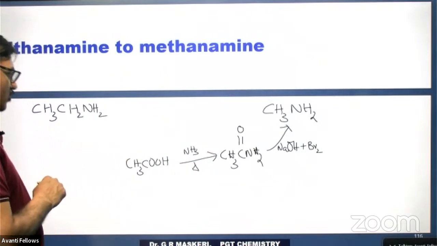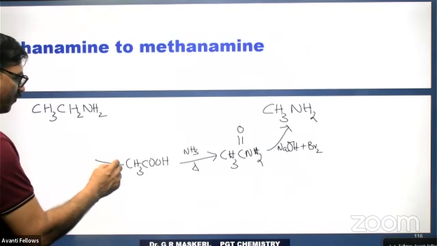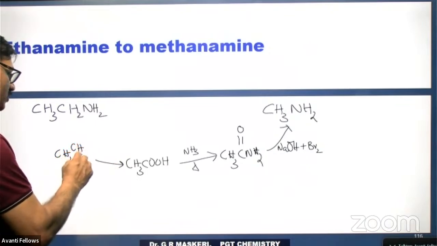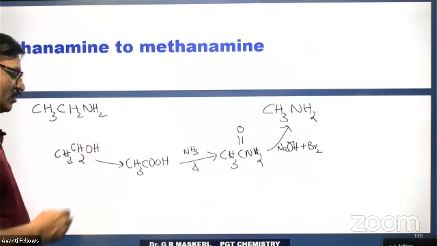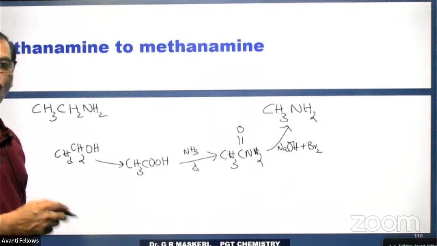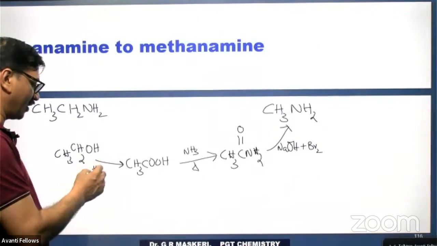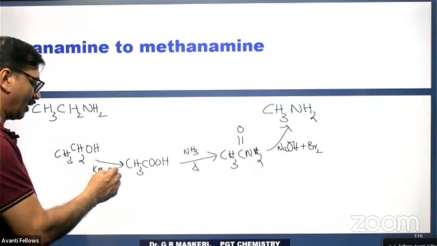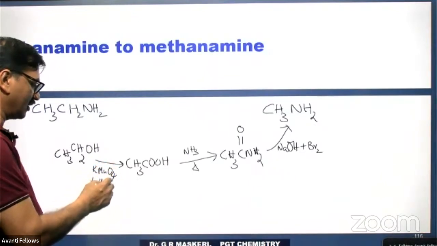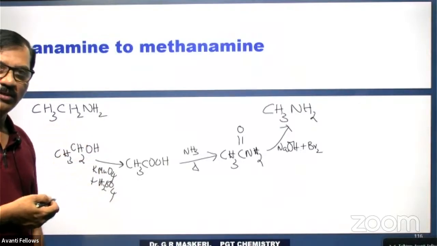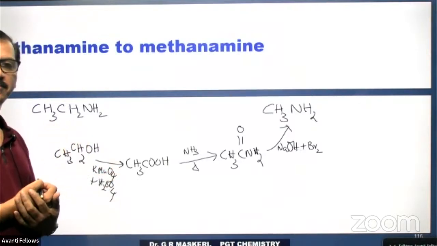Now, how to get carboxylic acid? This can be got from CH3CH2OH, ethanol, on oxidation. So for oxidation, you need KMnO4, H2SO4, right? KMnO4 plus H2SO4 is a strong oxidizing agent, converts ethanol into ethanoic acid. Therefore, this can be used.